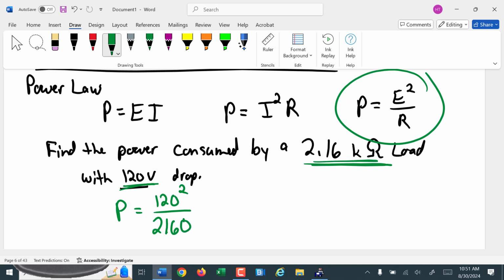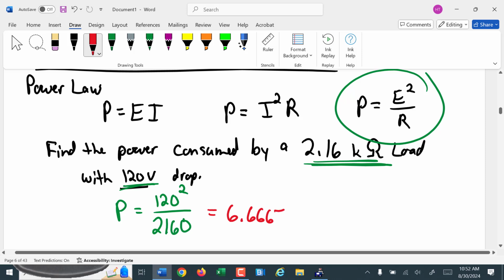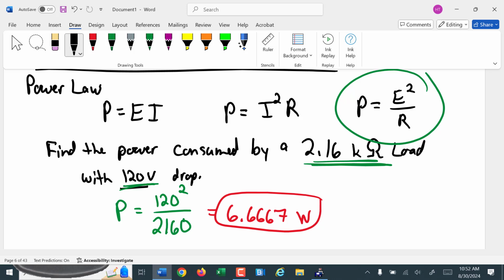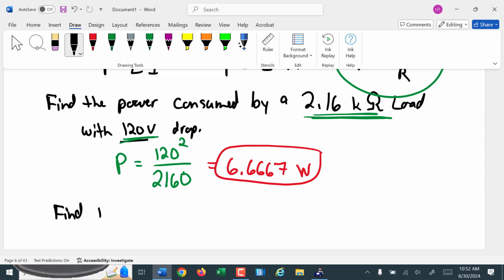So the power equals, what goes in for E? 120, and that's going to be squared over, what goes in for R? Perfect, 2,160. Have to turn the kilo ohms into ohms. Now we can just enter this in the calculator the way it appears. Is that what we get? So 120 squared, then just divided by the 2160. Yeah, 6.66666. 7 watts is our power draw. So 6 2/3 watts.